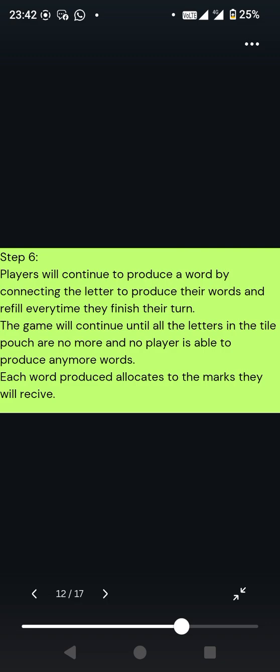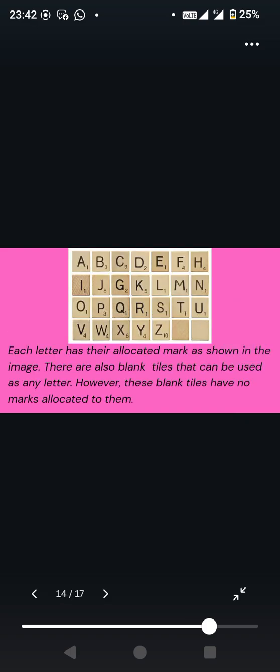Each word produced allocates to the marks they will receive. How does marking work? Each letter has its allocated mark as shown in the image. There are also blank tiles that can be used as any letter. However, these blank tiles have no marks allocated to them.